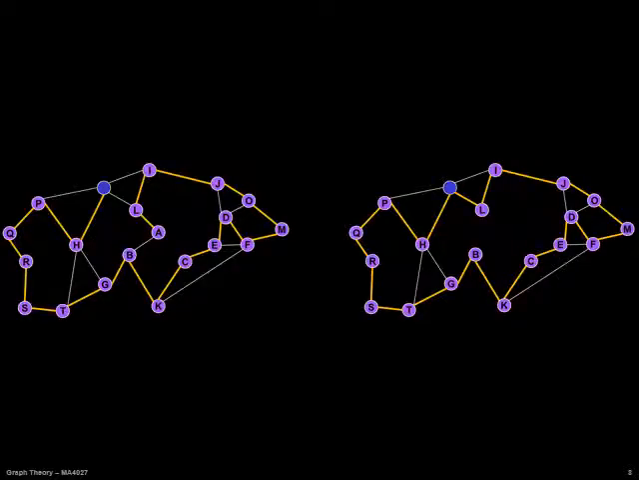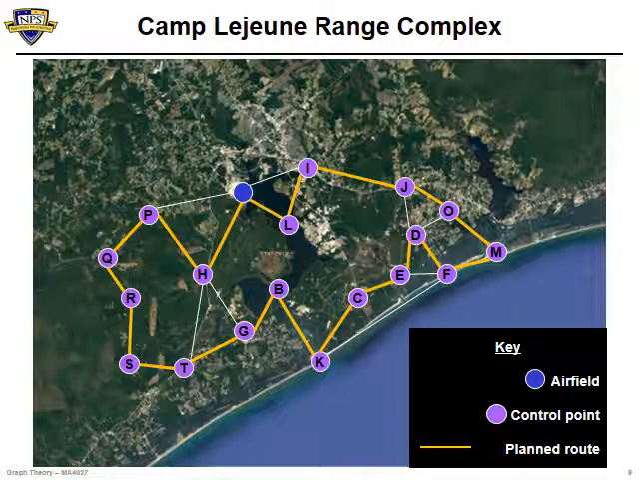The original graph on the left shows a Hamiltonian path, while the new graph on the right shows a Hamiltonian circuit. We can now see the Hamiltonian circuit that was enabled by the removal of checkpoint alpha from the Camp Lejeune Range Complex aircraft control point graph.